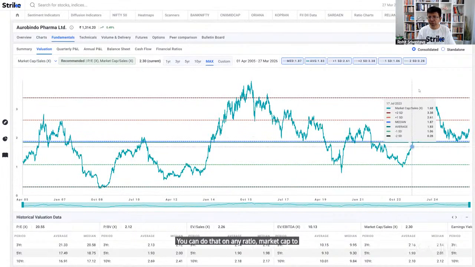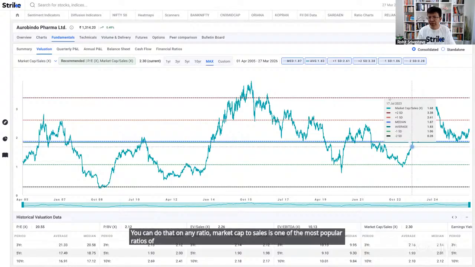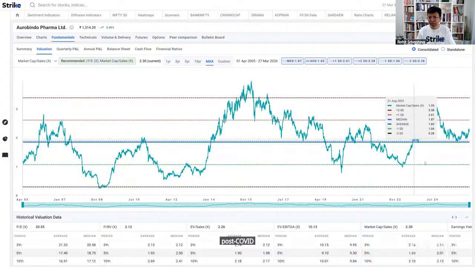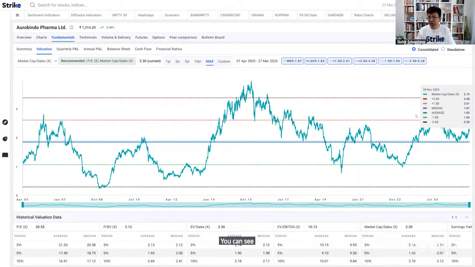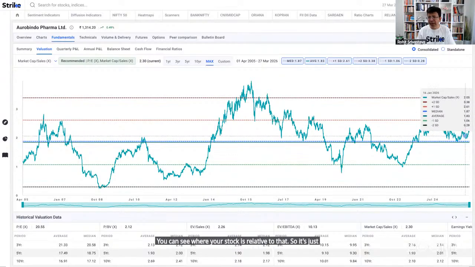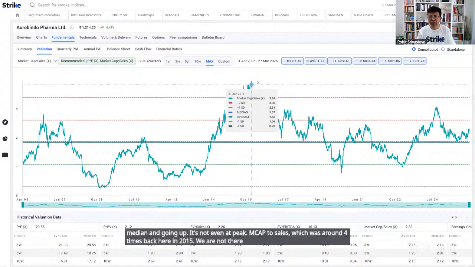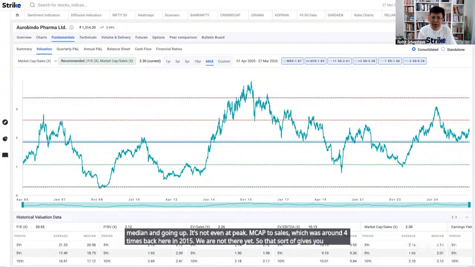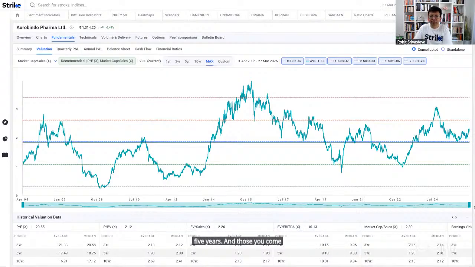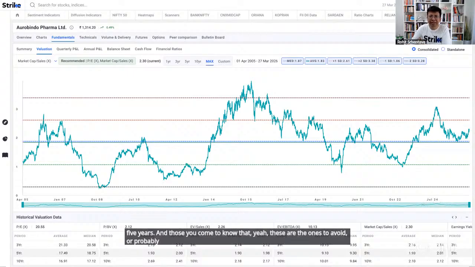Market cap to sales is one of the most popular ratios of the current post-COVID bull market. You can see where your stock is relative to that. So it's just come back to median and going up. It's not even at peak M cap to sales, which was around 4 times back here in 2015. We are not there yet. So that sort of gives you confidence on where you are in the overall range. Many stocks cross two standard deviations from certain sectors in this deck in the last 5 years. And those you come to know, yeah, these are the ones to avoid or probably look for sell signals.